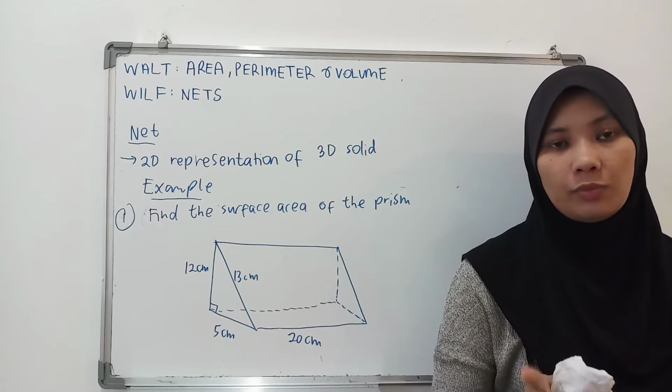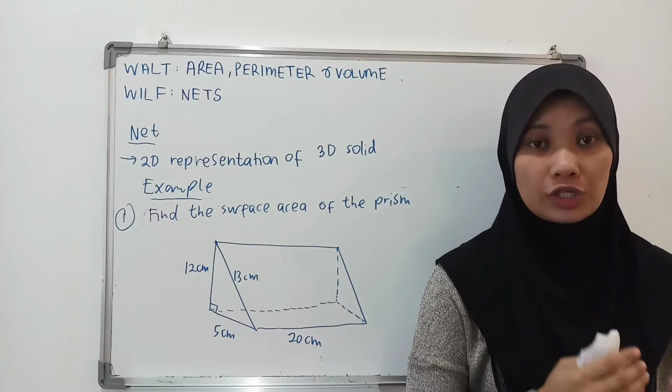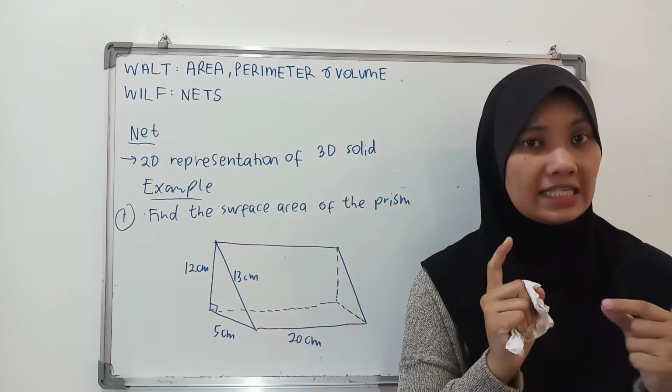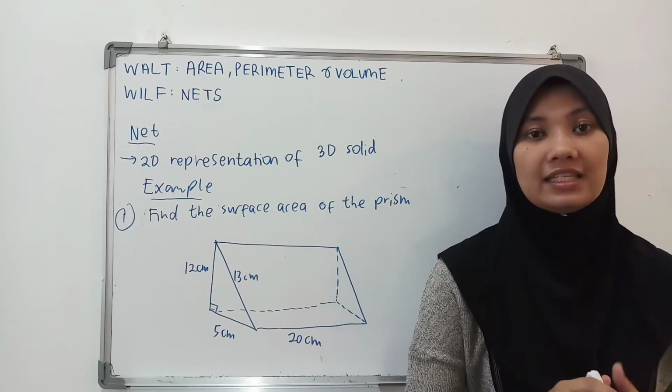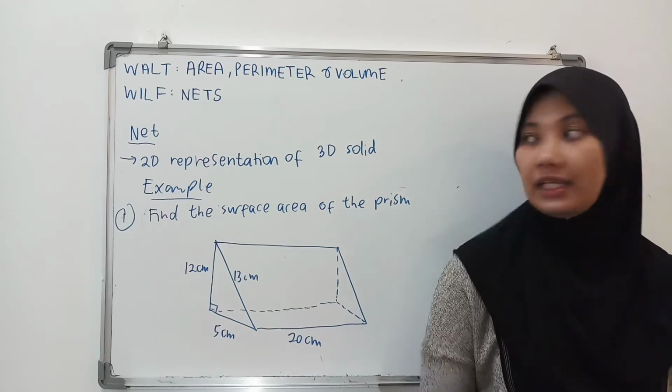So in the previous lesson we learned how to draw nets of a solid, where you just open your solid and you will get the net. A net is just a 2D representation of a solid.